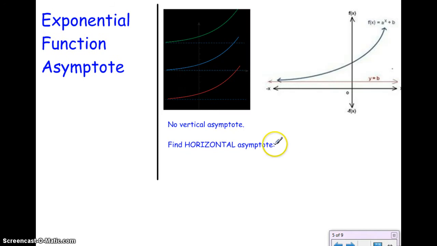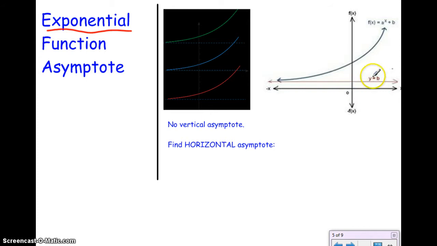You guys have started to graph exponential functions, and we just took a look at this last class. The word exponential means getting very, very large very quickly. So it starts off kind of flat and then it goes up really fast. Exponential functions do not have a vertical asymptote, but they do have a horizontal asymptote. And for the parent function, the horizontal asymptote is always at 0.